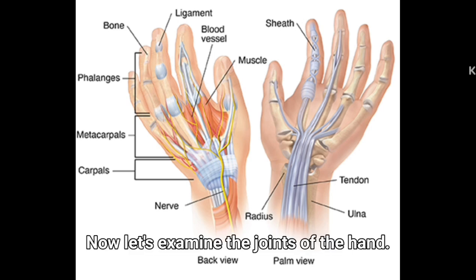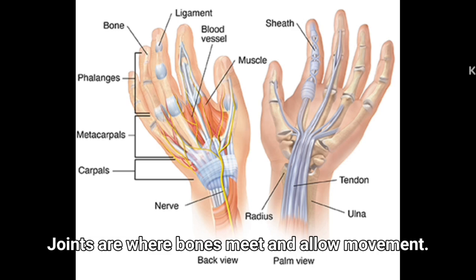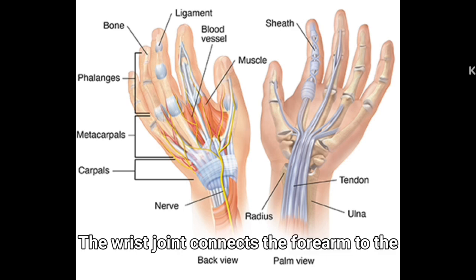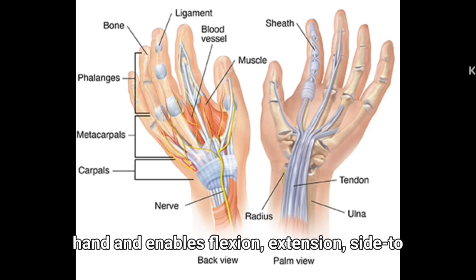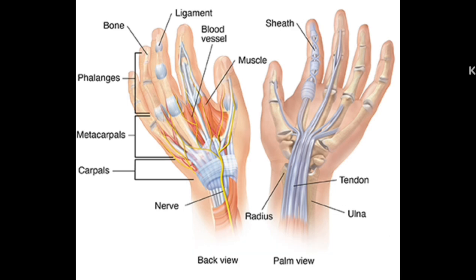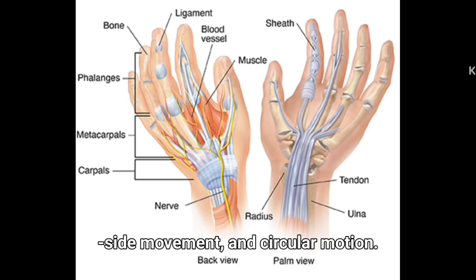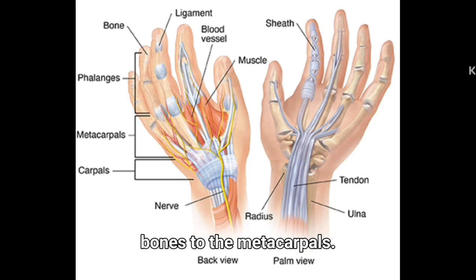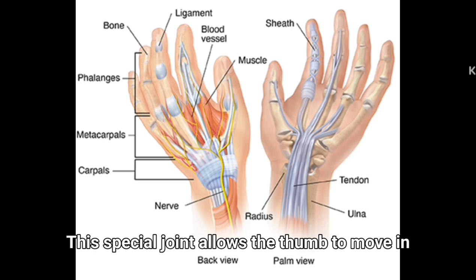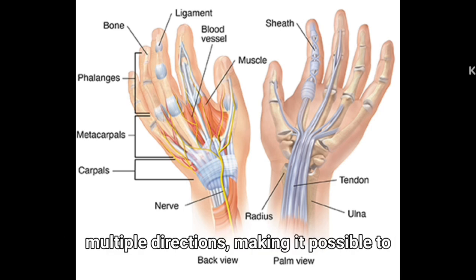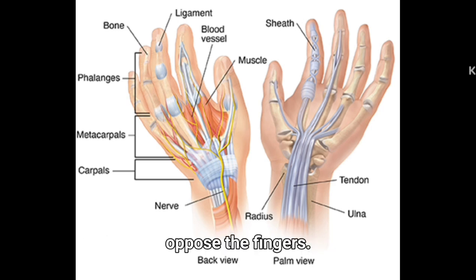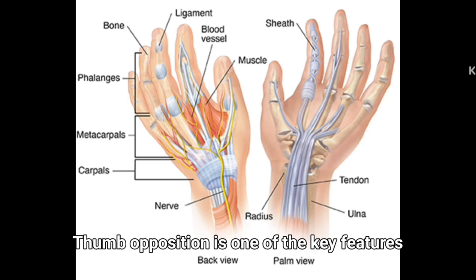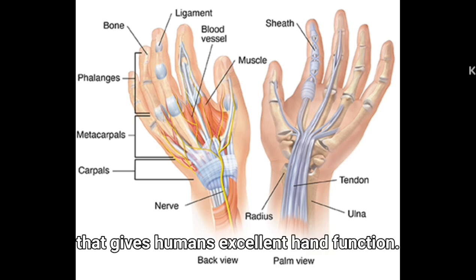Now let's examine the joints of the hand. Joints are where bones meet and allow movement. The wrist joint connects the forearm to the hand and enables flexion, extension, side-to-side movement, and circular motion. The carpometacarpal joints connect the wrist bones to the metacarpals. The thumb's carpometacarpal joint is especially important because it is a saddle joint. This special joint allows the thumb to move in multiple directions, making it possible to oppose the fingers. Thumb opposition is one of the key features that gives humans excellent hand function.